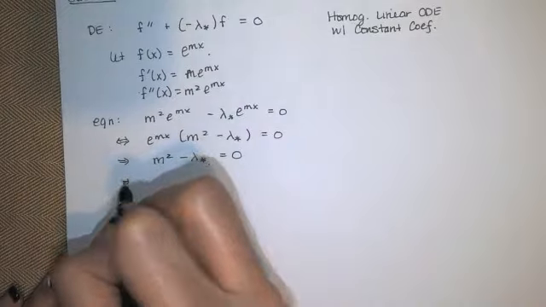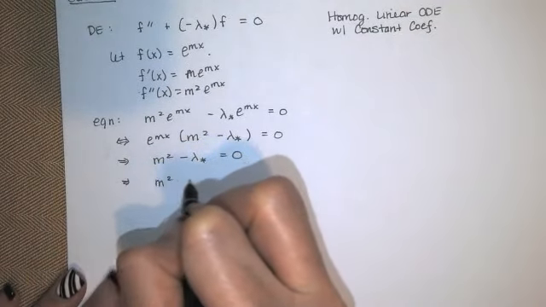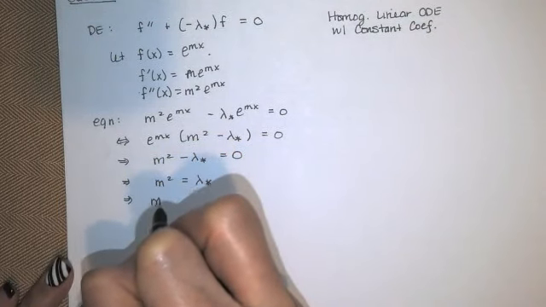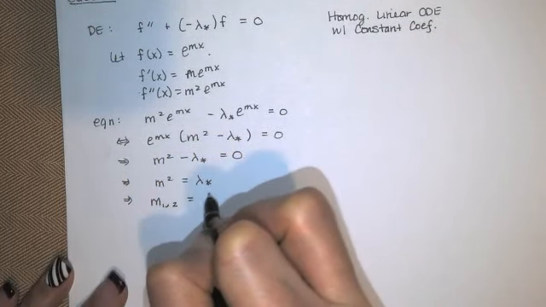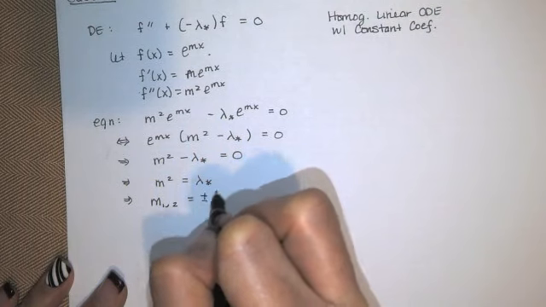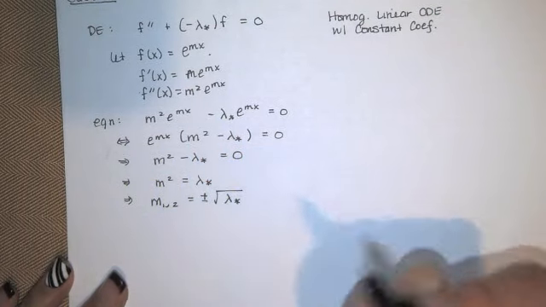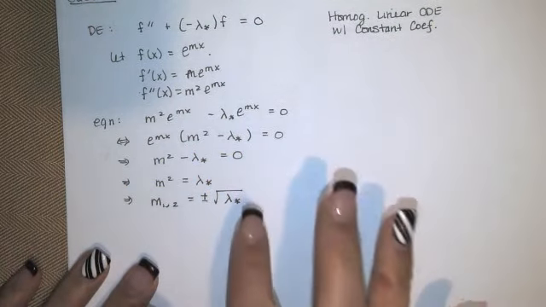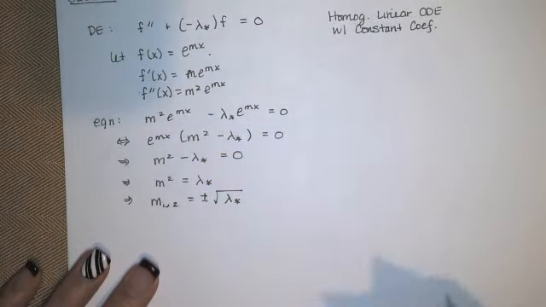And that means the following. M squared is equal to lambda star. And that means that m1 and m2 are equal to plus and minus the square root of lambda star. Now, lambda star is positive. So these are two real numbers.